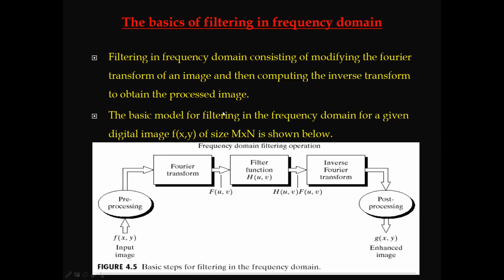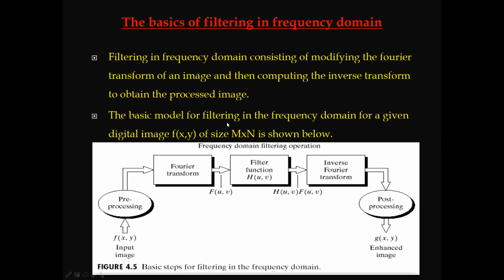Now here is the important topic. What are the basic steps for filtering in frequency domain? In order to perform the filtering in frequency domain, we need to follow some basic steps. The first one is pre-processing. After that, Fourier transform, filtering function, inverse Fourier transform, post-processing. So filtering in frequency domain consists of modifying the Fourier transform of an image and then computing the inverse transform to obtain the processed image.